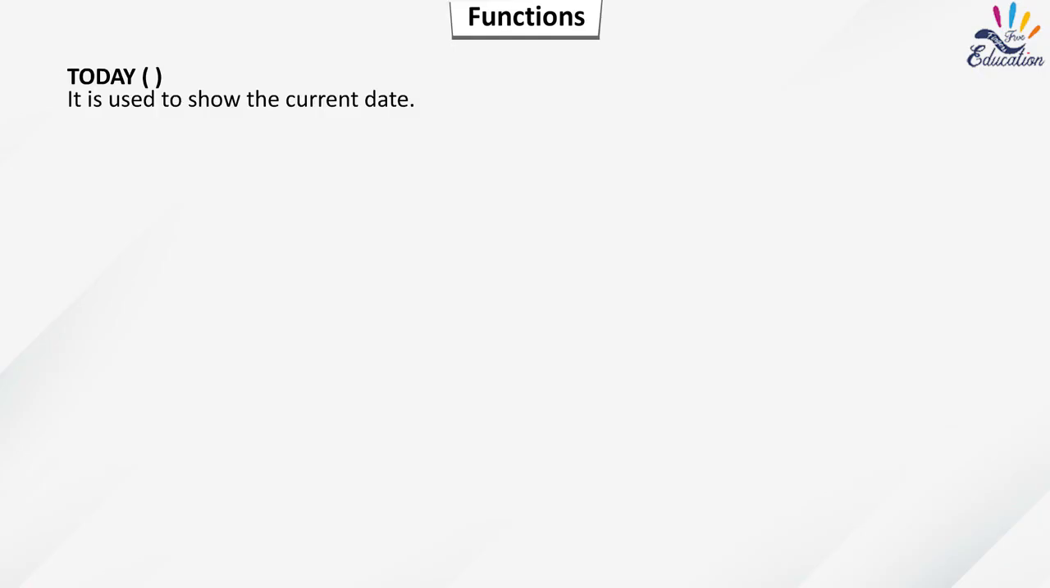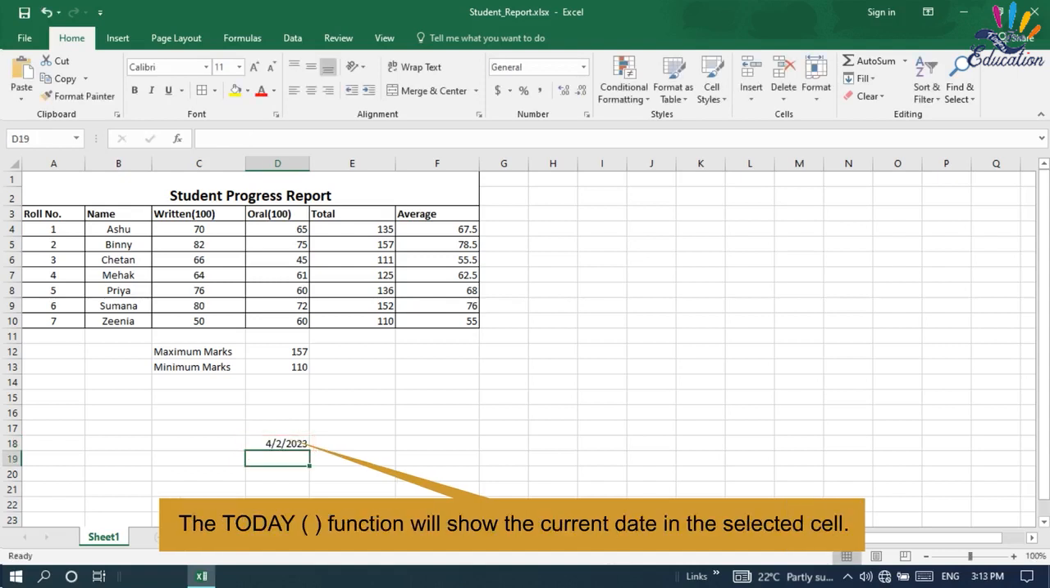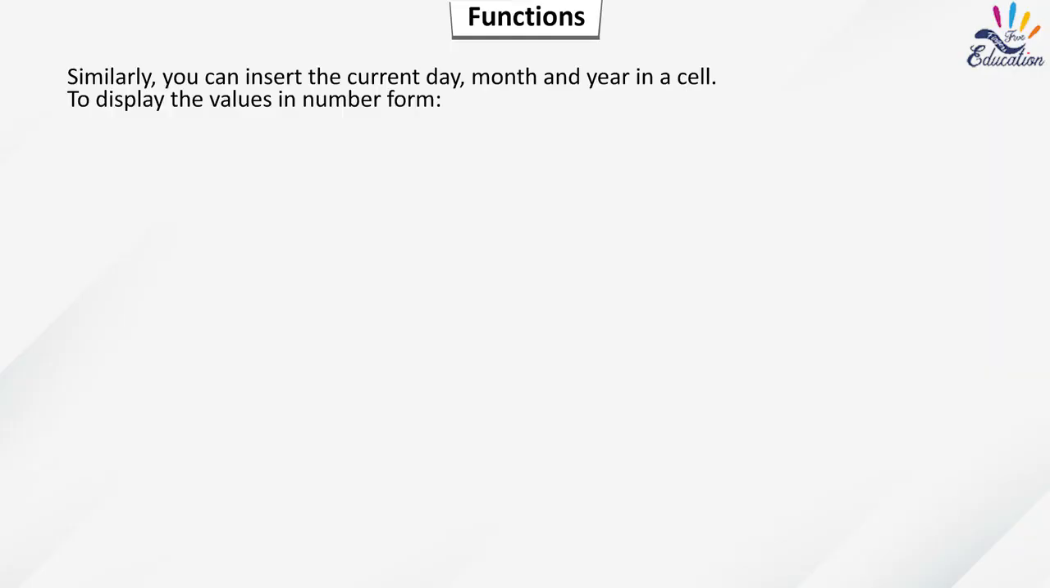TODAY. It is used to show the current date. Type =TODAY() in the cell and press the Enter key. The TODAY function will show the current date in the selected cell. Similarly, you can insert the current day, month, and year in a cell to display the values in number form.